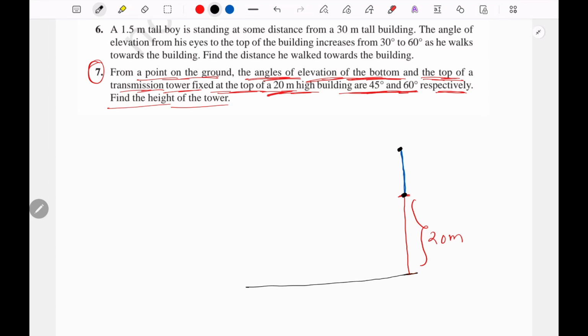Now it says that from the bottom of the tower the angle of elevation is 45 degree. So this is 45 degree, and from the top of the tower the angle of elevation is 60 degree. So this is the angle of elevation from the top of the tower, this is 60 degree. Now we need to find the height of the tower. So we need to calculate this length. So let's assume that this is our A, this is B, this is C, and this is D. So that means we need to calculate this length CD.